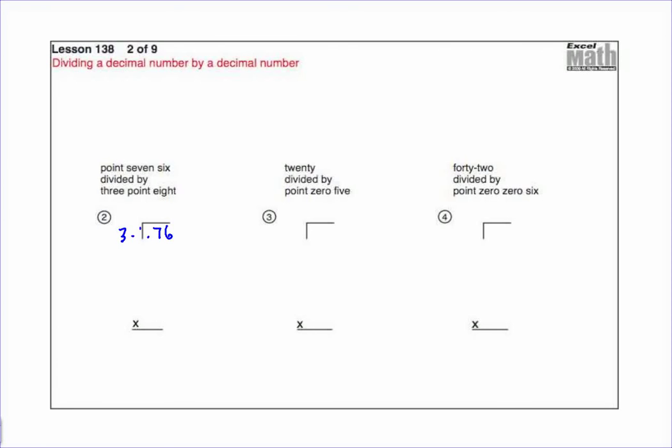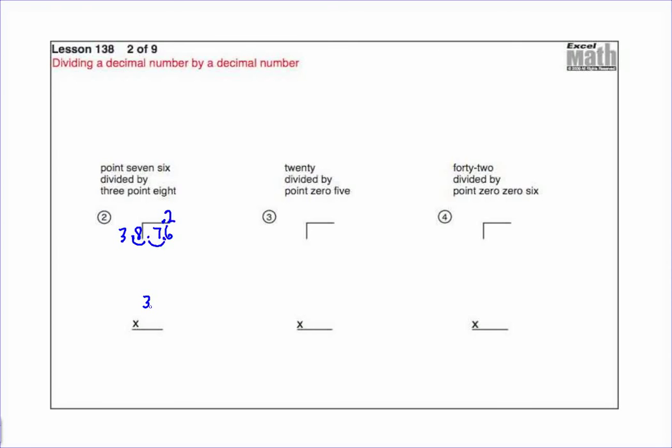So 3.8 comes out here. Okay, we cannot have a decimal here in our divisor, so I'm going to move that over one spot. Move this over one spot as well, so that I'm multiplying both of them by 10. That decimal point is going to come straight up in my answer, and then 38 goes into 76 2 times, because 2 times 38 is 76. So we put 0.2 for our answer.